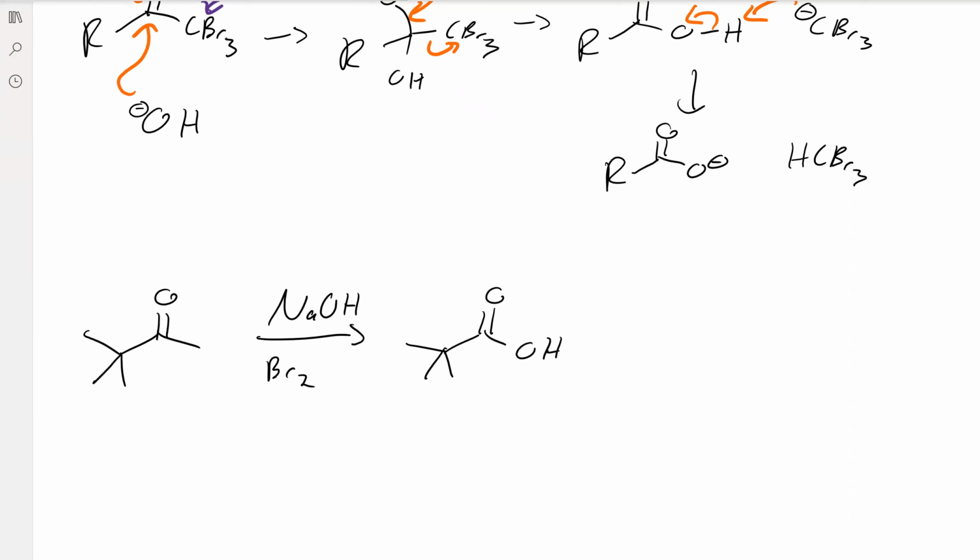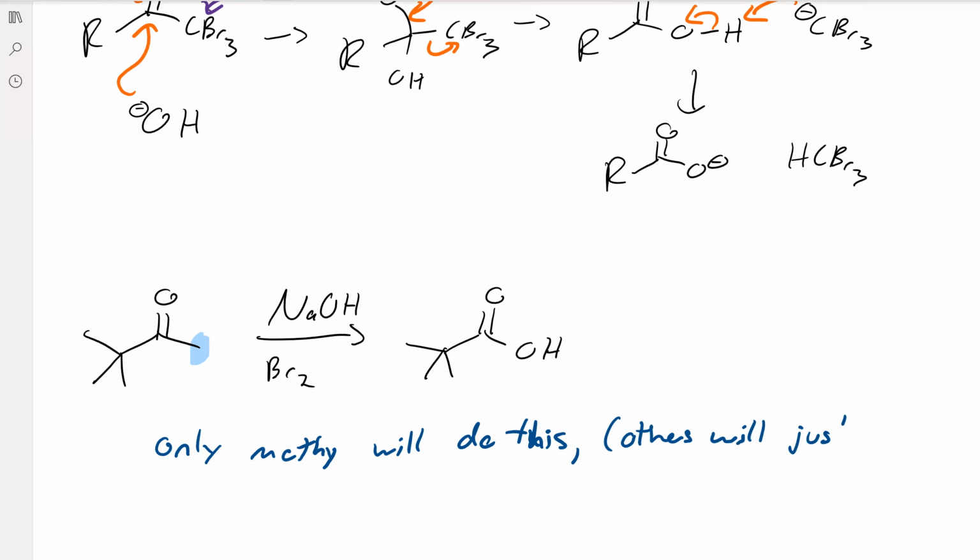Note that it's only methyl substituents, right? So this side has to be a methyl. So only methyl will do this, because in order for it to be a good leaving group, it needs all three of those bromines on there. If it has some other carbon bonded to it, then it's just going to replace any hydrogens that you do have with bromines. Right, so we'll just say others will just replace H with Br.